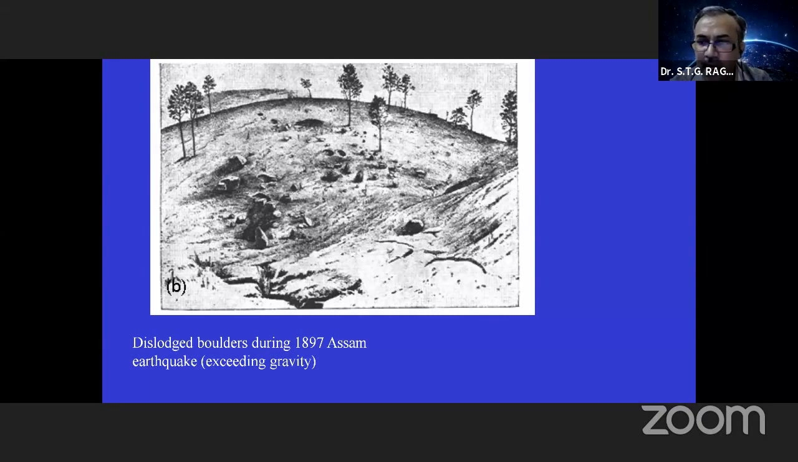It is not that we are seeing vertical ground motion today, but this is a very famous picture done by Dr. Oldham. He is regarded as the father of the geological society; he established the GSI in India. He observed the great Assam earthquake of 1897.